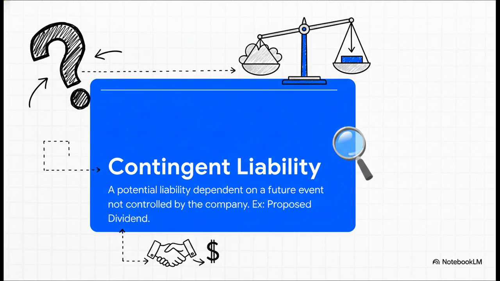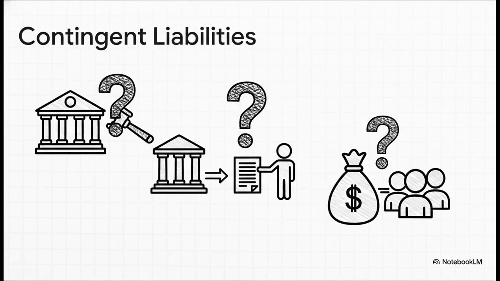A perfect example is a proposed dividend. The company might announce they want to pay one, but it doesn't become a real liability until the shareholders officially vote and say, yes, let's do it. Some other common examples you'll see are things like ongoing lawsuits. I mean, if a company's getting sued, that's a huge potential liability, but it's not a confirmed debt until the judge bangs the gavel. These are the financial maybes that any smart investor absolutely needs to be aware of.